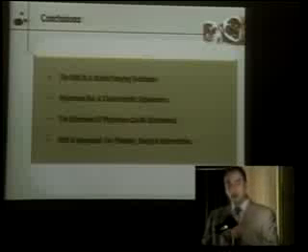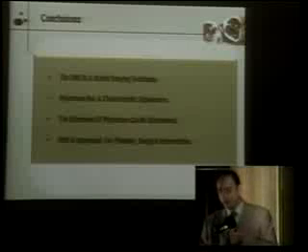Conclusion: MRI is a useful imaging technique. Mycetoma has a characteristic pattern. Extension of mycetoma can be determined by MRI. MRI is important for planning surgical intervention.